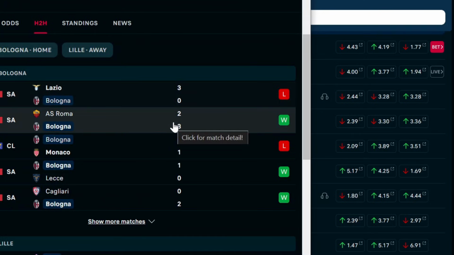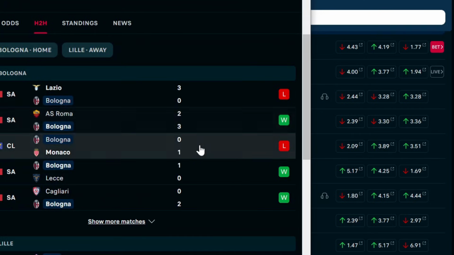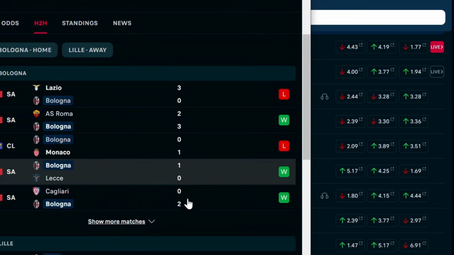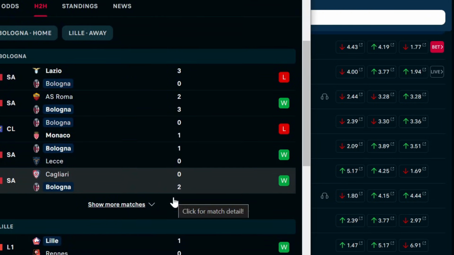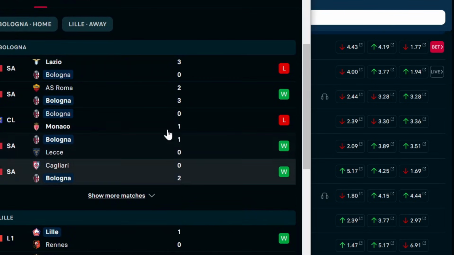This is 5 goals in total. You are looking at both the home and away team together, the total goals. This is 1 goal, this is 1 goal, and this is 2 goals. So you can see that this is low scoring. They've played low scoring games for the last 5 matches.